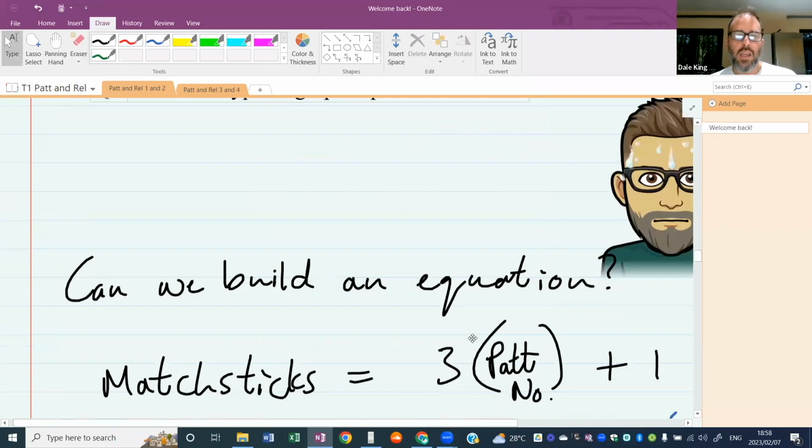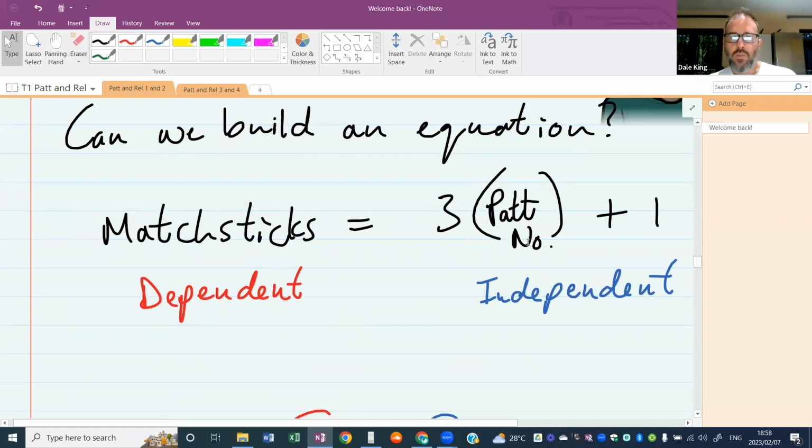Okay, and that 3 needs to be put in front of the pattern number because you're going to multiply by 3. We're not adding 3. Don't think of it as plus 3 plus the pattern number. It's a positive 3 multiplied by the pattern number.